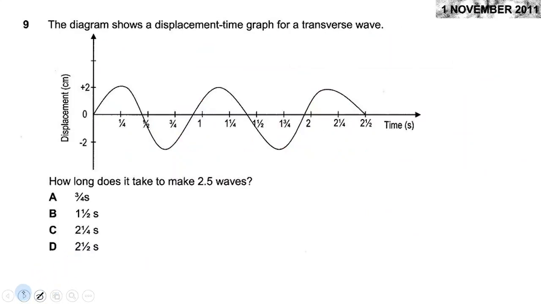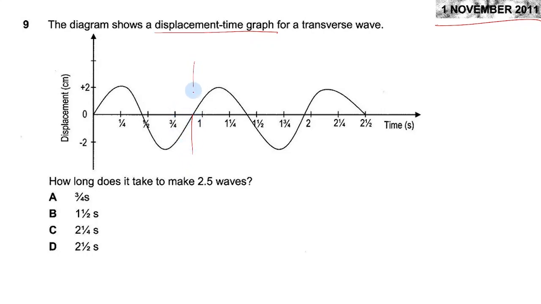Then we come to the other question here, which came in 2011, written on the 1st of November. This question says the diagram shows a displacement time graph. Here they've named it rightly, the way I told you. So the diagram shows a displacement time graph for a transverse wave. Then they're saying, how long does it take to make 2.5 waves?